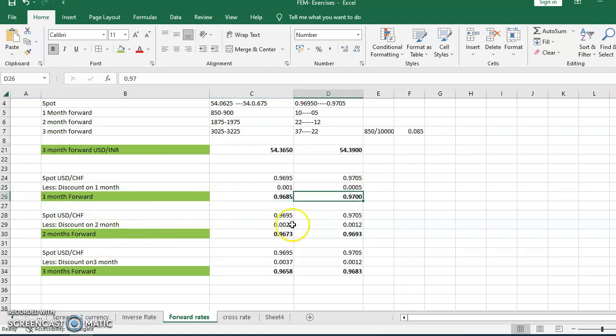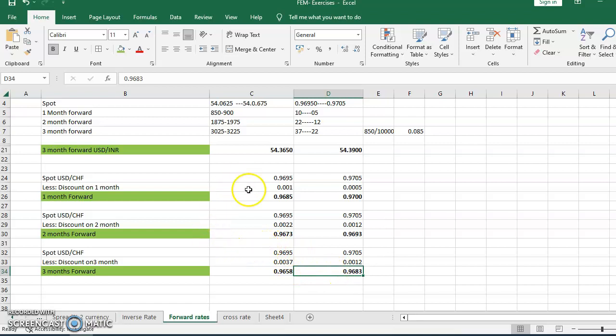Same way for 2 months forward, I've taken the spot, and I've taken the discount on 2 months, which is 22 and 12. We have just converted them to pip points, so that's easy for us to put them in the pair of currencies, bid and ask. So we have 2 month forward, which is 0.9673 and 0.9693. Same way we have spot for the USD Swiss franc for 3 months. Therefore the 3 months forward will be 0.9658 and 0.9683.